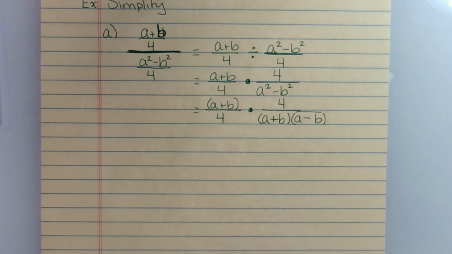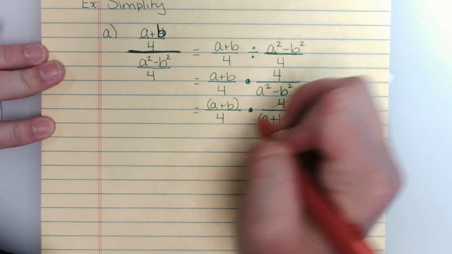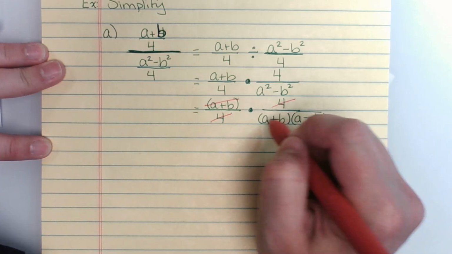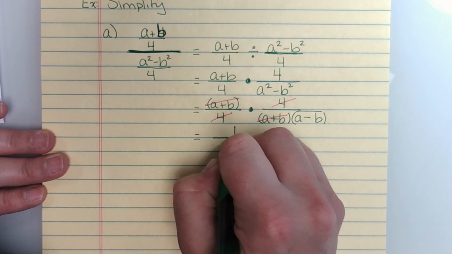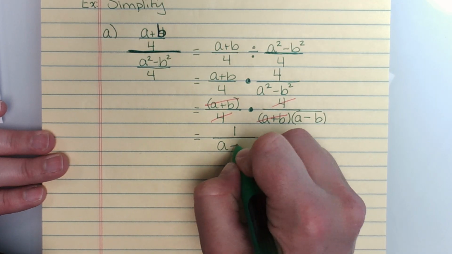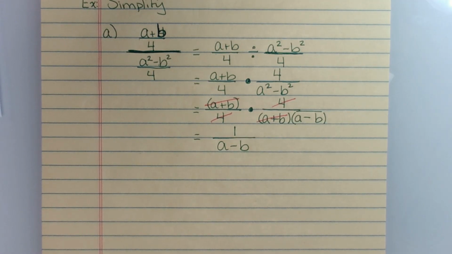What shall cross simplify? The 4's. Anything else? A plus B. Remember, when an entire numerator crosses off, you're left with a 1. If an entire denominator crosses off, you can also put a 1 there, but you don't have to. But you do have to do it when it's on top. That's complex fractions. I had a second example. I'm not going to do the second example, because it's the same thing.